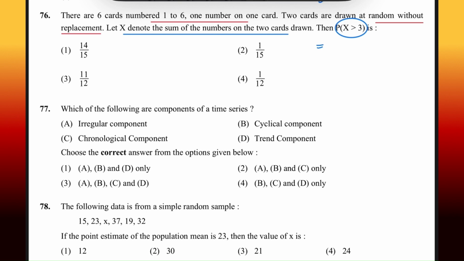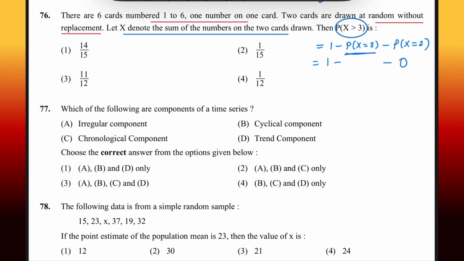So how do we find this? We do 1 minus probability that x equals 3 minus probability that x equals 2, right? So the sum is 3, the sum is 2. We subtract those cases. But the sum can never be 2, right? Because 2 can be created with 1 plus 1, but repetition is not allowed. So the 1 plus 1 case cannot happen. So this will be just 0.